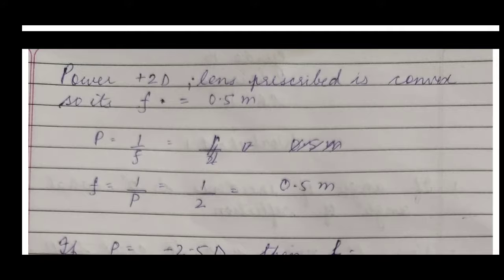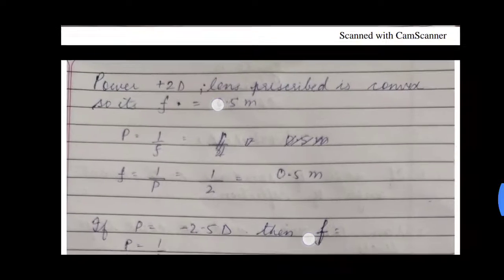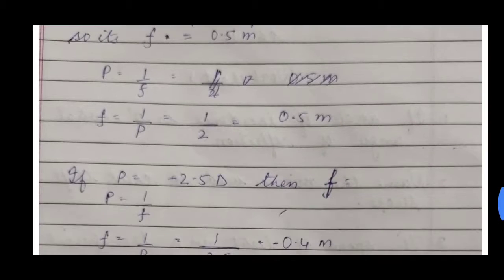Its focal length will be 0.5 meters. How? P is 1 by f, so f will be 1 upon P. 1 upon 2 is equal to 0.5. Now clear? When your focal length has a correction of 0.5 meters, your lens's power will be 2 diopter, and you will be wearing spectacles with a convex lens of power 2 D.